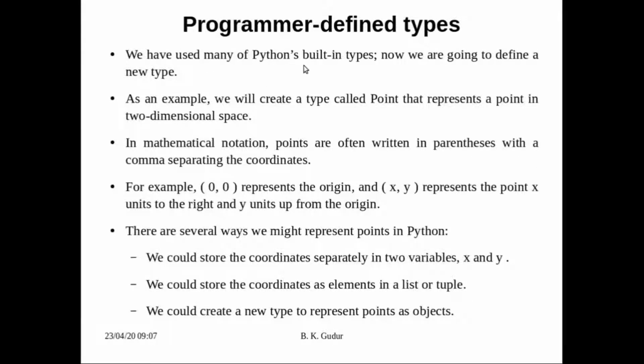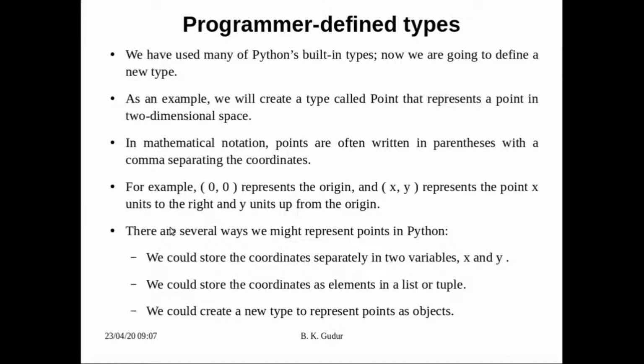We have used many of Python's built-in types, but in today's session we are going to define a new type, our own data type, called a user-defined data type. As an example, we will create a type called point that represents a point in two-dimensional space. Int and float are built-in data types, but now we are going to create our own data type for a point. In mathematical notation, points are often written in parentheses with a comma separating the coordinates. For example, (0, 0) represents the origin, and in general (x, y) represents the point x units right of the origin and y units up from the origin.